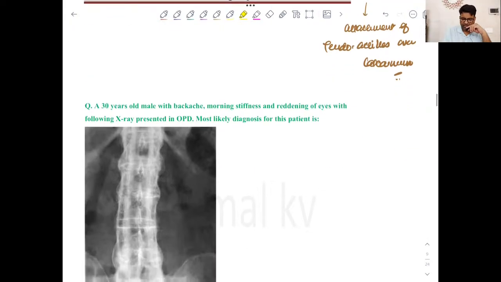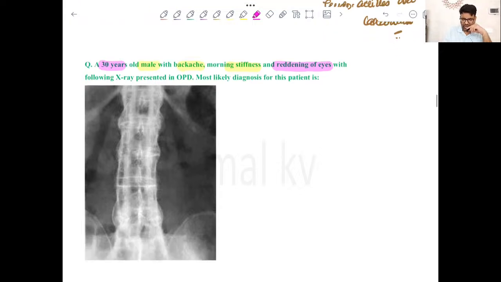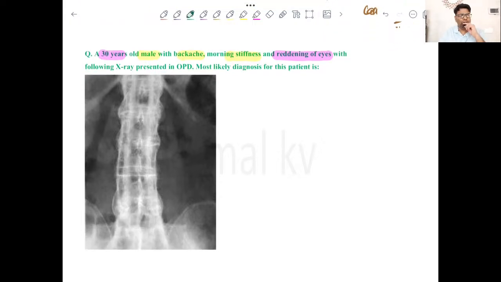Chalo, next case, again go with the age. So young male, right? Young male with backache, morning stiffness, and reddening of eyes, and this is the x-ray given. Now what diagnosis will you make? Now I think this is pretty easy here. No one should mark it wrong. Yes, what is this condition?